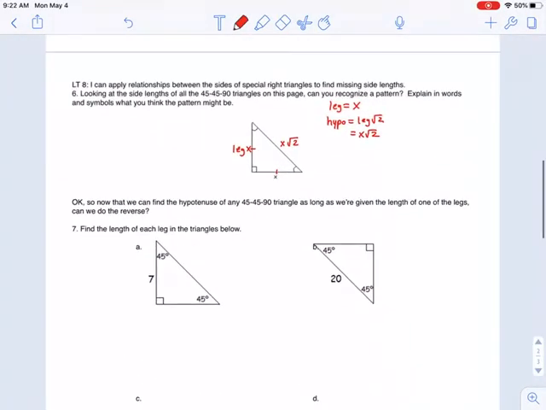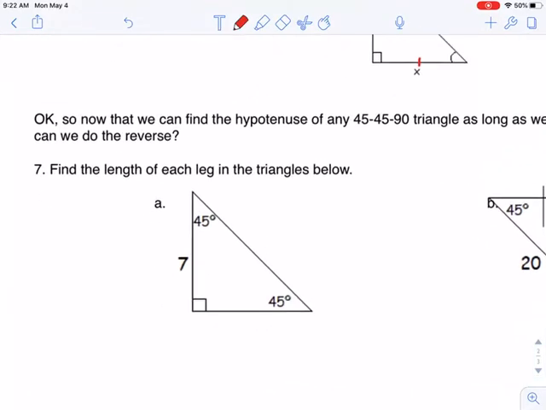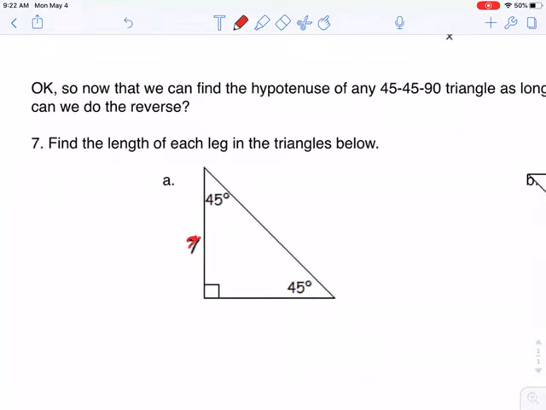Okay, so we have this rule right here. Now notice how we were given the legs each and every time. Formatting error, this 7 was supposed to be here. What if we're given the hypotenuse and we have to find both legs?